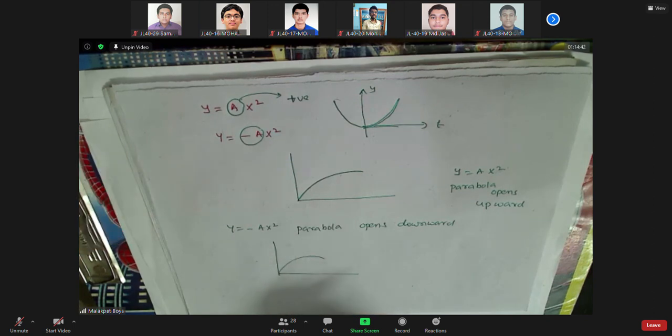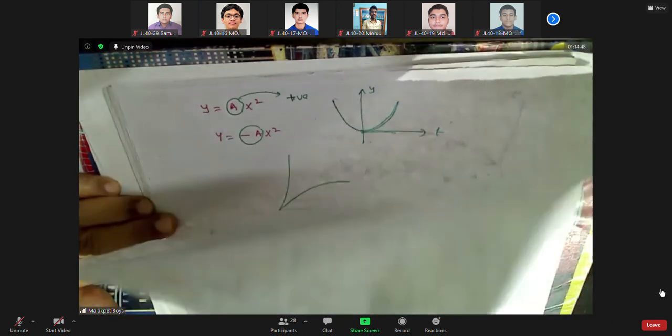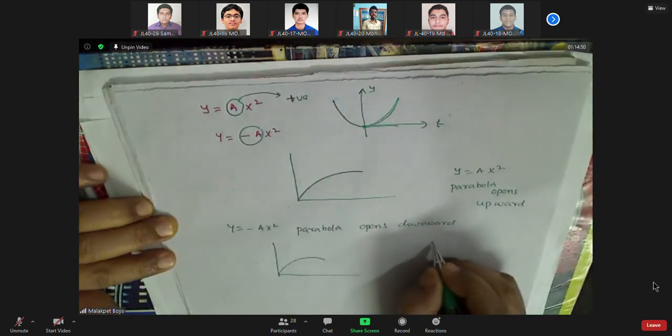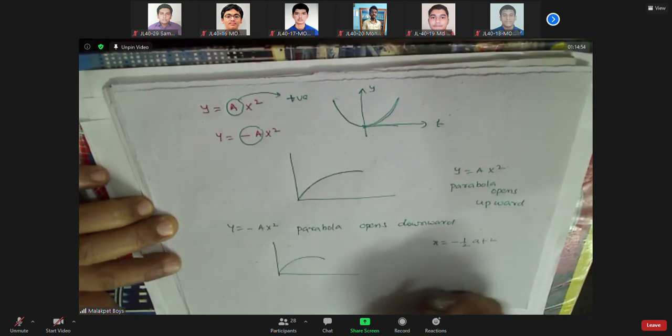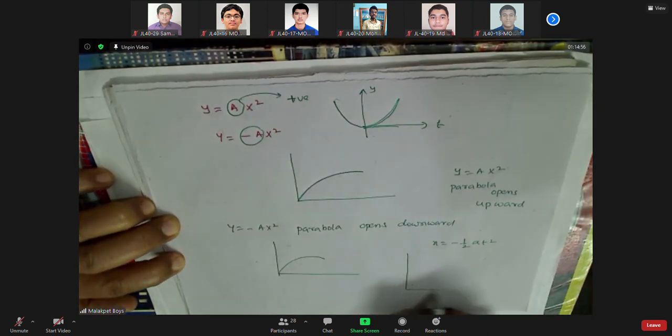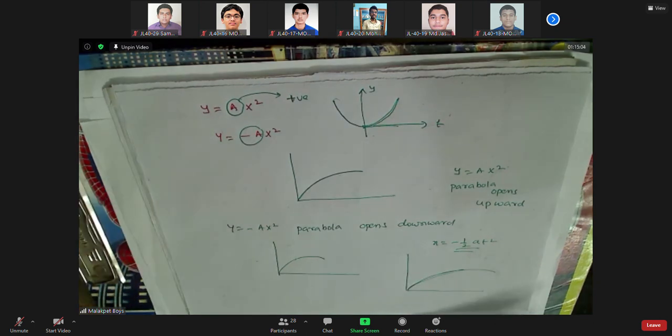Clear, sir. Now in our question, previously what did we get? s is equal to minus half a t square. So it should be a negative parabola, no? It should be like this, opening downward. Yes, sir. Agreed? Yes, sir. Agreed, sir.